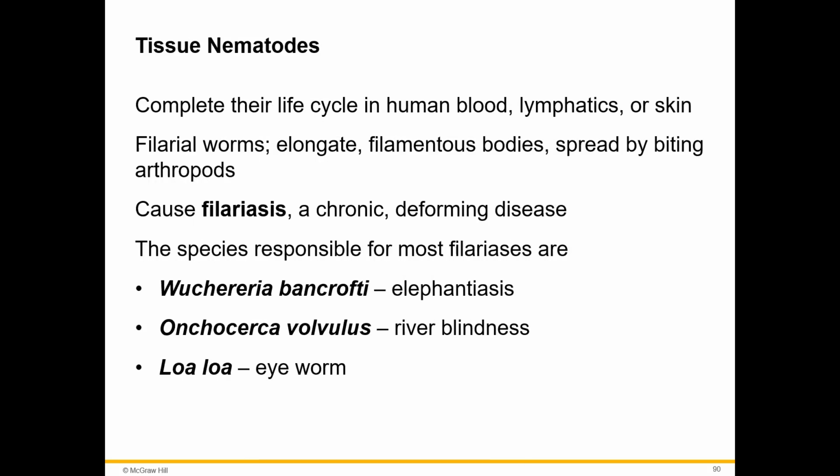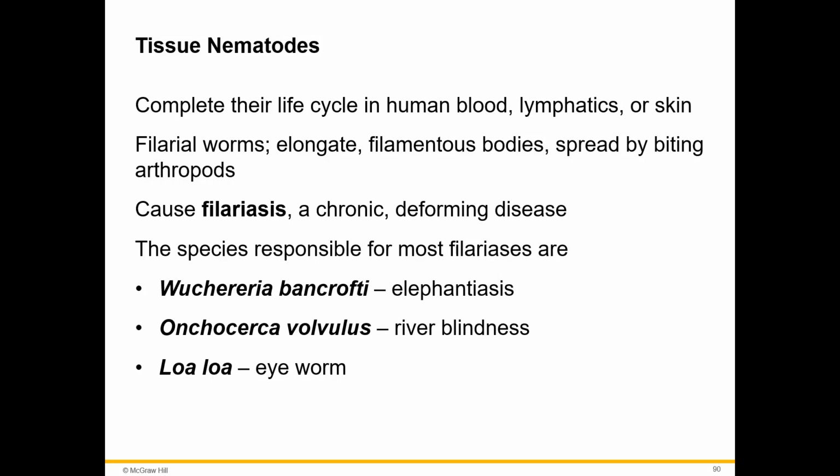So let's move on. We've got some tissue nematodes. These guys complete their life cycle through the human blood, lymphatic system, or the skin. They're just going to be in these different tissues. Filarial worms typically look elongate. They have filamentous bodies, and they're spread by biting arthropods. You can get what we call filariasis, which is actually a chronic disease that can deform the body in some way.